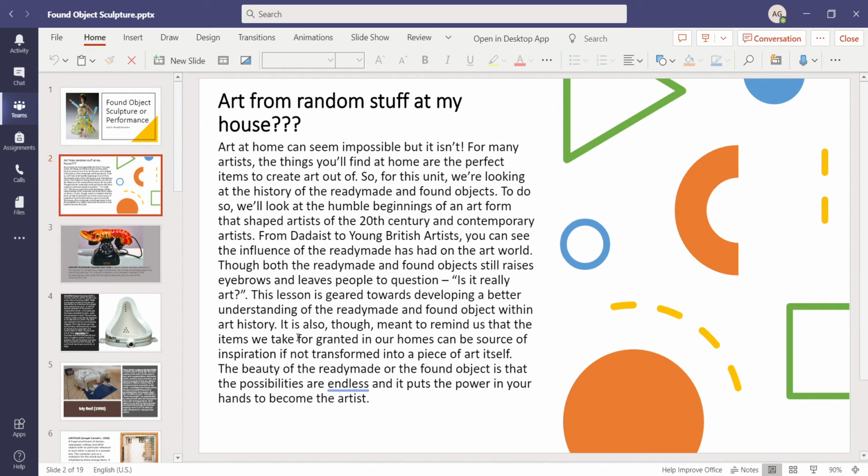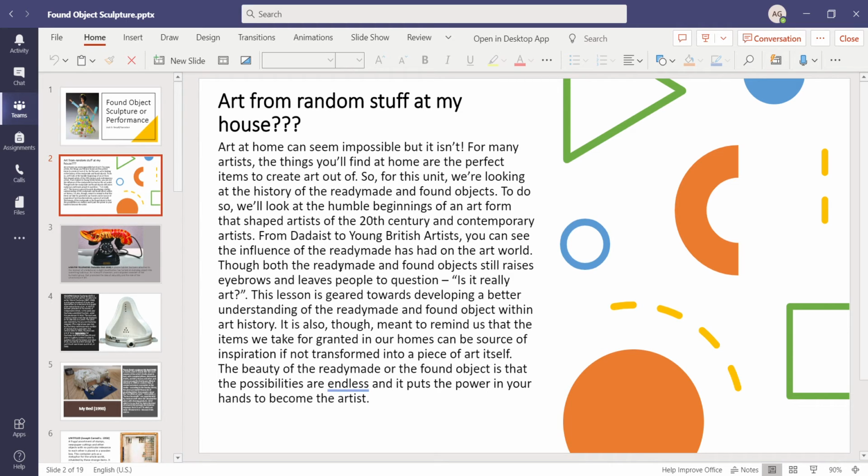So basically, art made from ready-made and found objects raises eyebrows and leaves people to question, is it really art? This lesson is geared towards developing a better understanding of ready-made and found object art within art history. It's also to remind us that the items at home we take for granted could be a source of inspiration or turn into a piece of art itself.